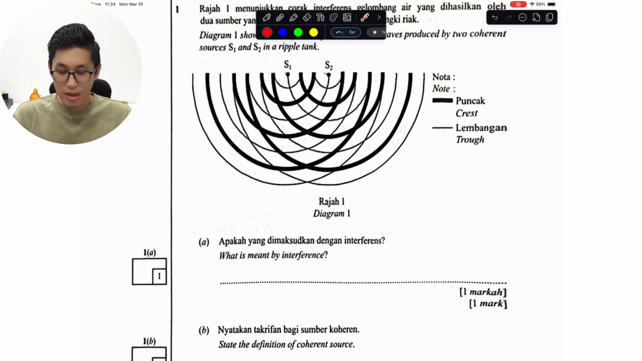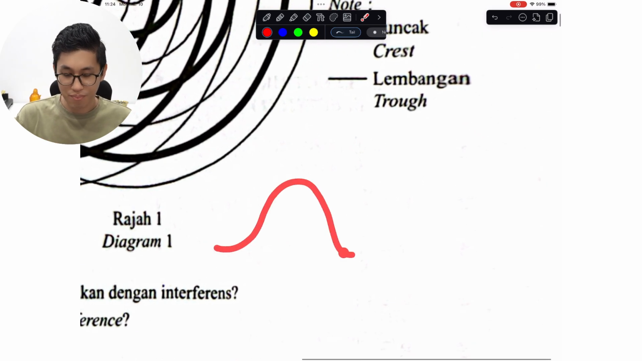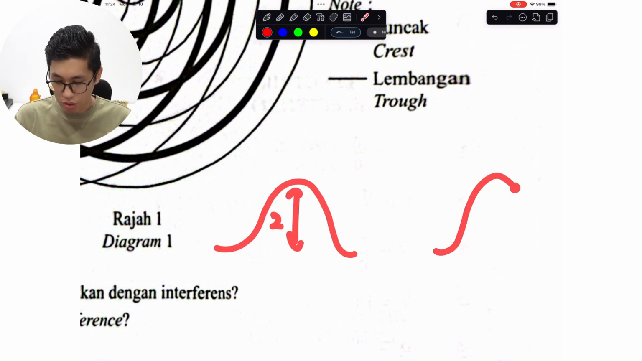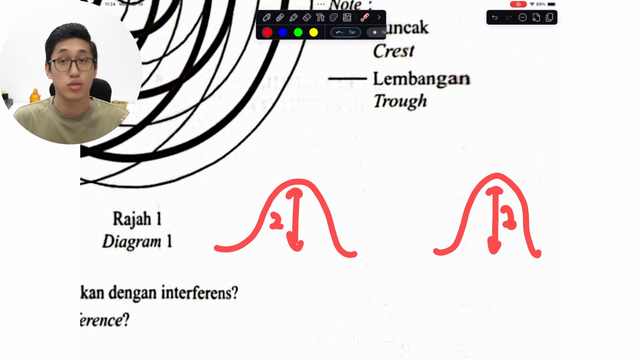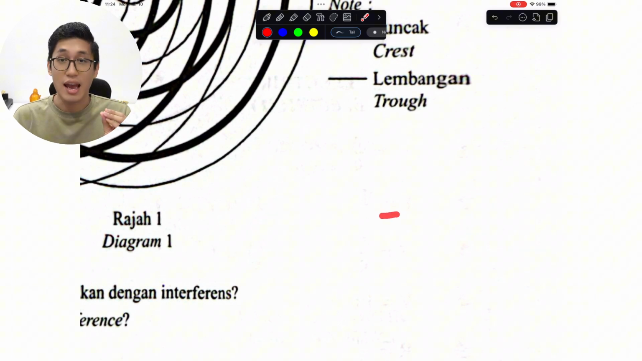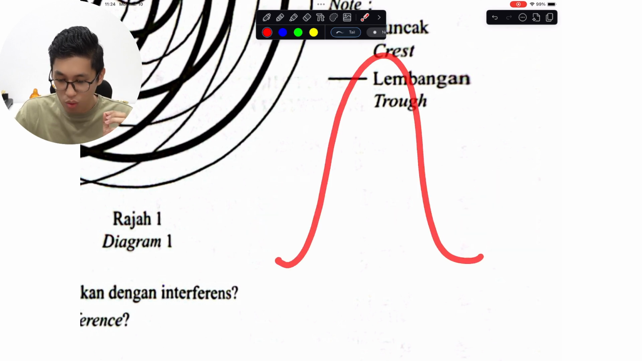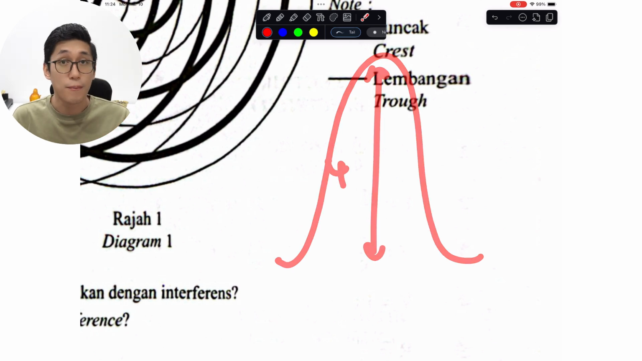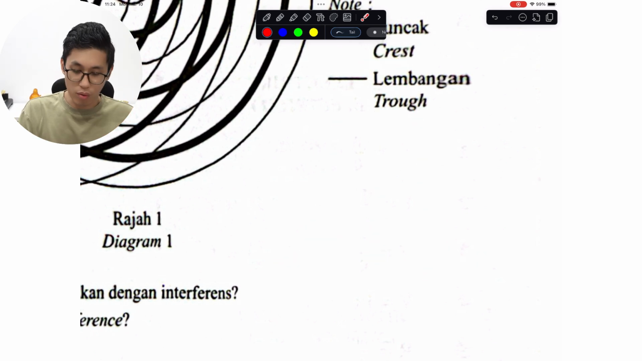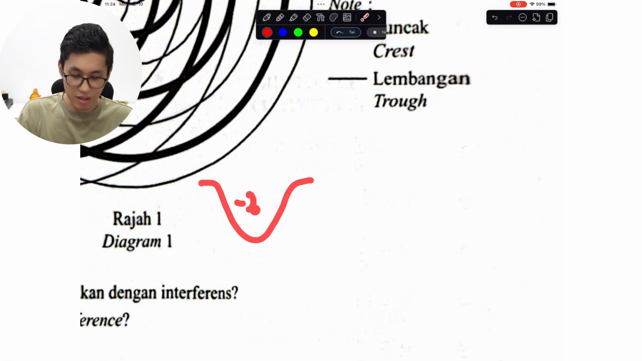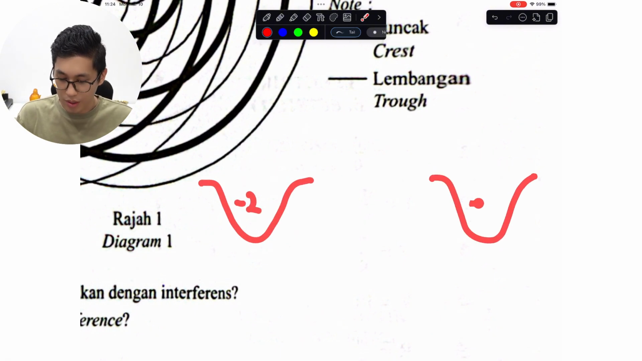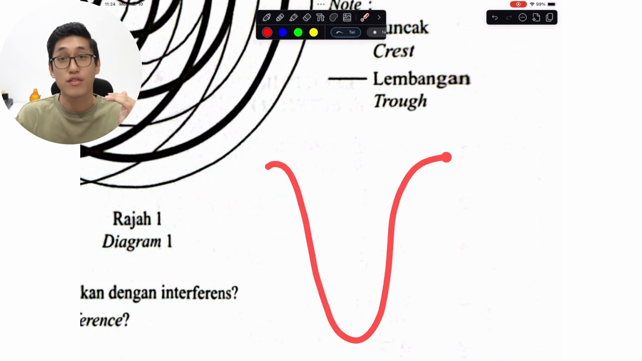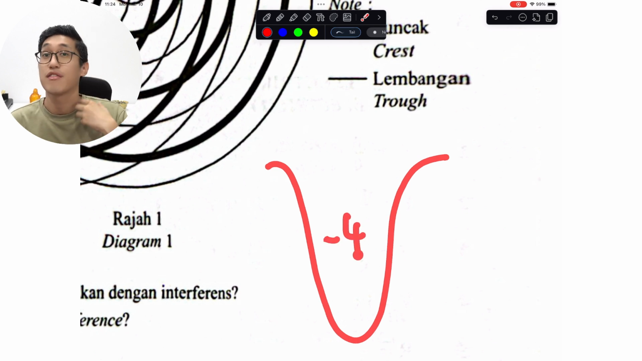For example, if one of the waves is going up and the amplitude is, let's say, 2, and another wave is also going up at the same time with an amplitude of 2, when these two overlap, they add up together and form a big wave with an amplitude of 4. Same thing, if one wave is going down with amplitude -2, and another wave is also going down with amplitude -2, they add up and create a big wave going down with an amplitude of -4.